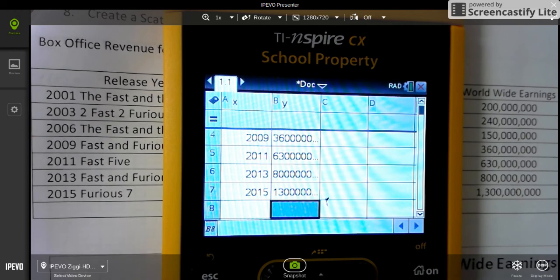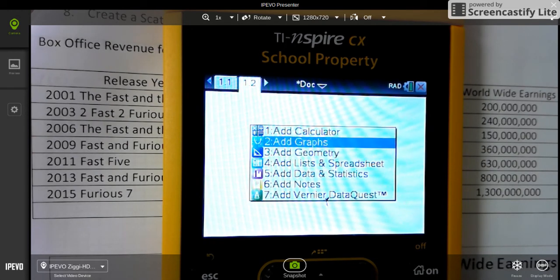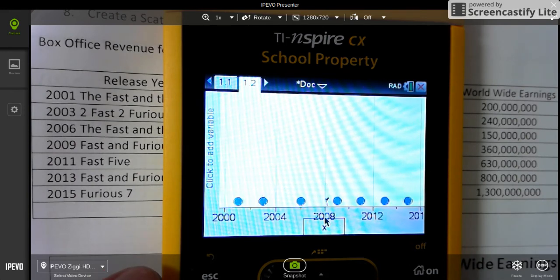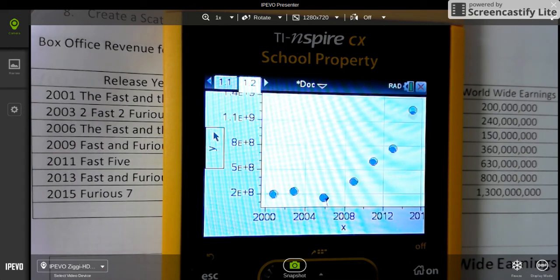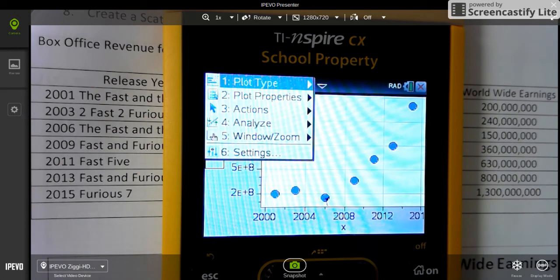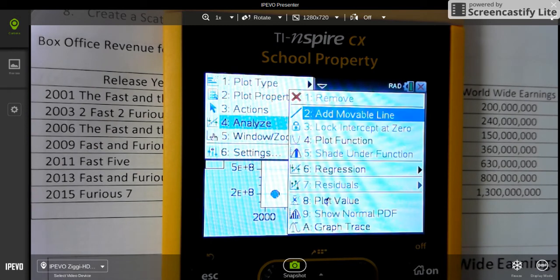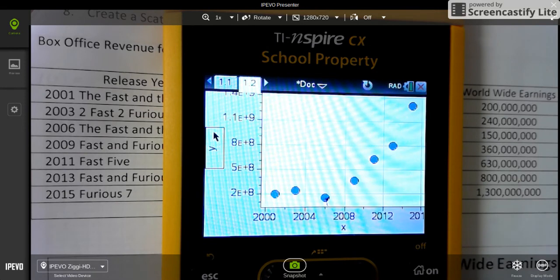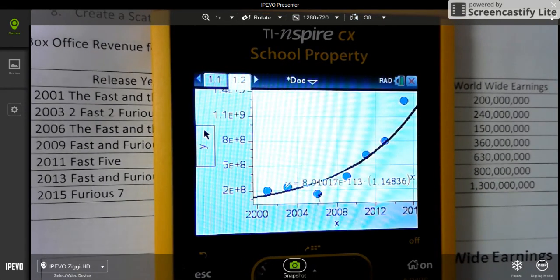All right. So now we're going to do Control Doc, number 5, Tab X, Tab Y. To get to regression, we're going to go to Menu, Analyze, Regression, Show Exponential. Please write that equation down, and you're going to use that to predict the Fast 8 worldwide earnings.